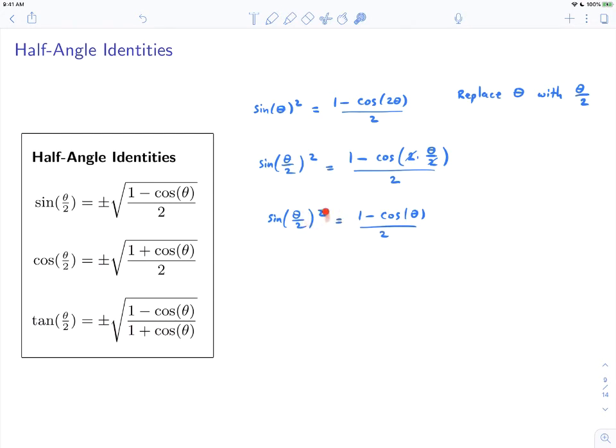Next we compute the square root of both sides. So sine of theta over 2 quantity squared is equal to 1 minus cosine theta over 2. So that tells us that sine of theta over 2 is equal to plus or minus the square root of 1 minus cosine theta over 2. And that's exactly our first half-angle identity. I won't work through the other two, but it's the same idea for cosine of theta over 2 and tangent of theta over 2. You start with the reduction formula, replace theta with theta over 2, and then just compute the square root of both sides. Let's go ahead and use these identities to compute some values.